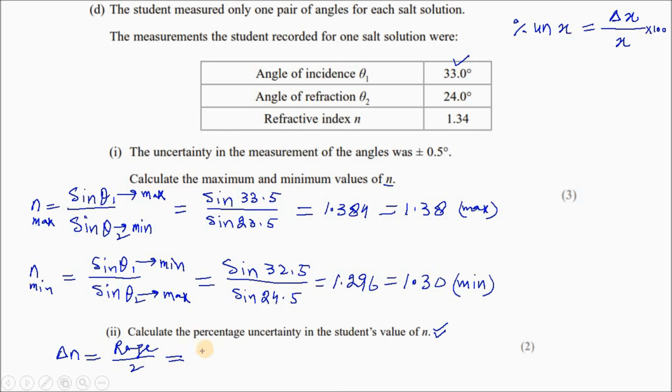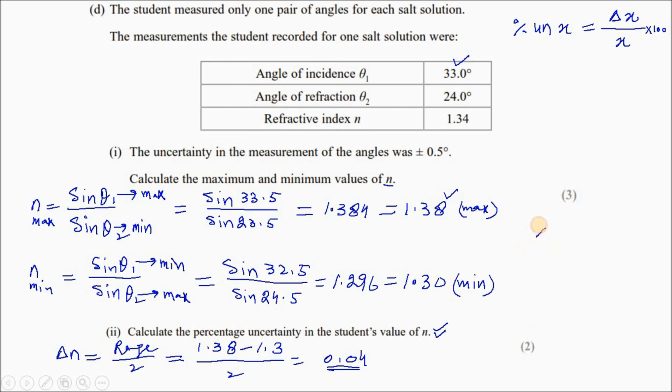So 1.38, which is the maximum value, minus 1.3, divided by 2. So your answer will be 0.04. Sorry, this is not percentage uncertainty. This is uncertainty in refractive index.